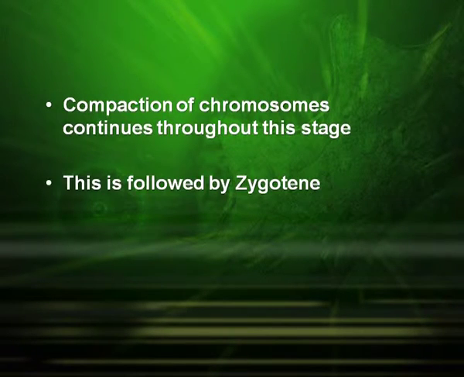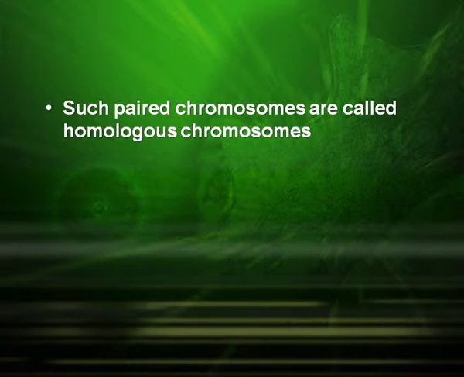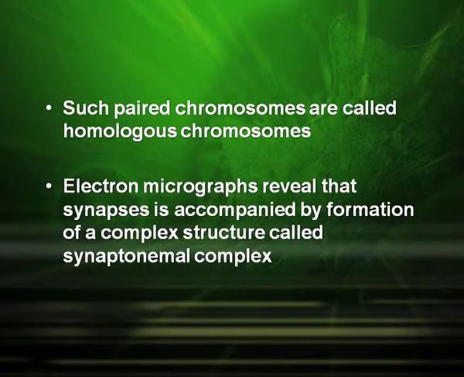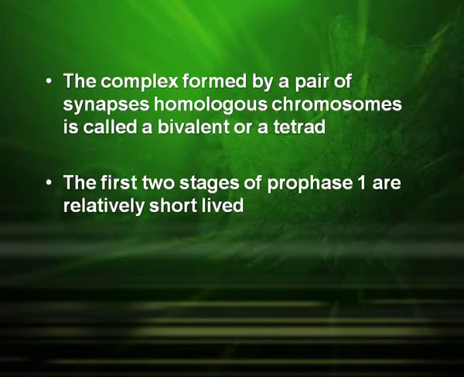This is followed by zygotene, during which chromosomes start pairing together, a process called synapsis. Such paired chromosomes are called homologous chromosomes. Electron micrographs reveal that synapsis is accompanied by formation of a complex structure called synaptonemal complex. This complex, formed by a pair of synapsed homologous chromosomes, is called a bivalent or a tetrad. The first 2 stages of prophase I are relatively short lived.